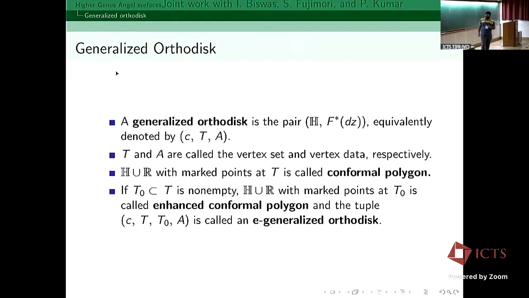We can uniquely identify that generalized orthodisk by this tuple CTA. T and A are called the vertices and vertex data. So H union R, the upper plane with the boundary, with marked points at T, is called the conformal polygon. And if T naught is a non-empty subset of T, then H union R with marked points at T naught is called the enhanced conformal polygon. And this tuple is called an E-generalized orthodisk.